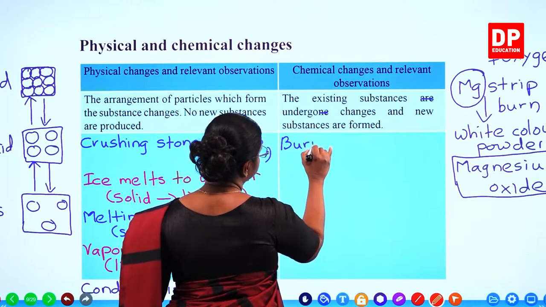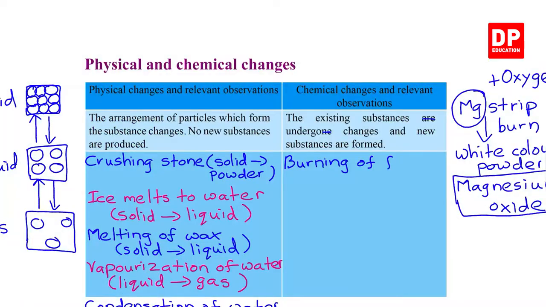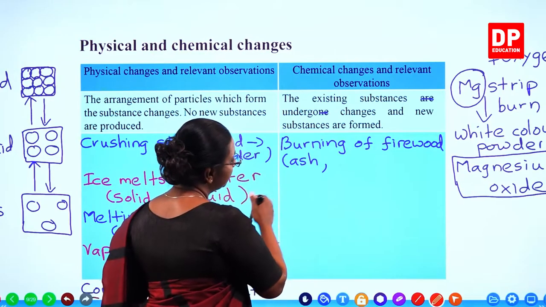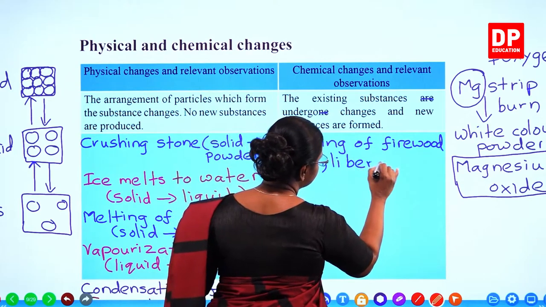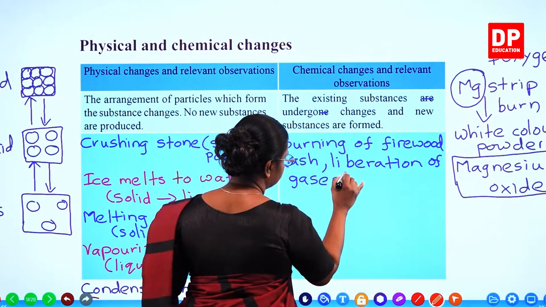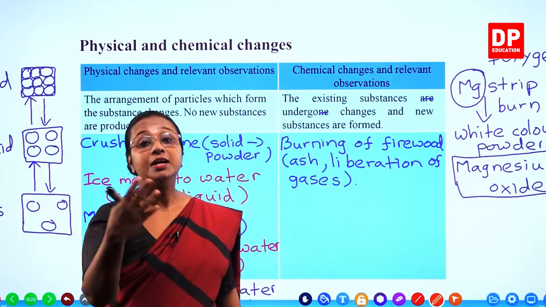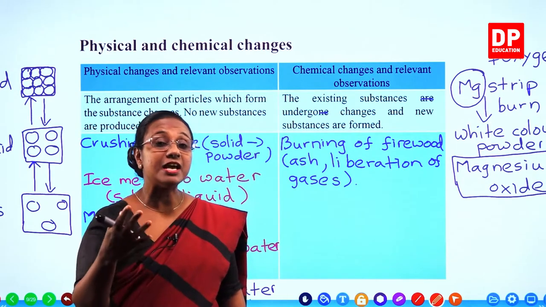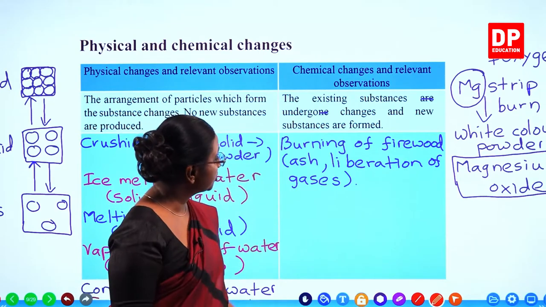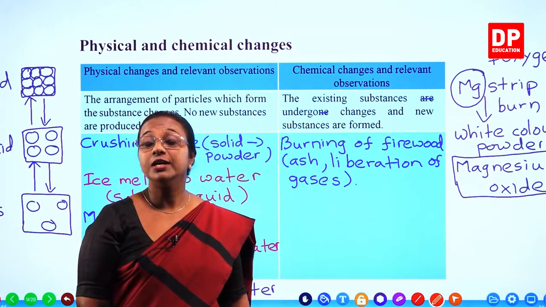Burning of firewood. So there, ash is produced and also liberation of gas. When we say liberation of gases, as I told you all, when firewood is burned, carbon dioxide is evolved. At the same time, water vapor is evolved. So liberation of gases as well as ash is produced. That is one example or observation relevant to chemical changes.